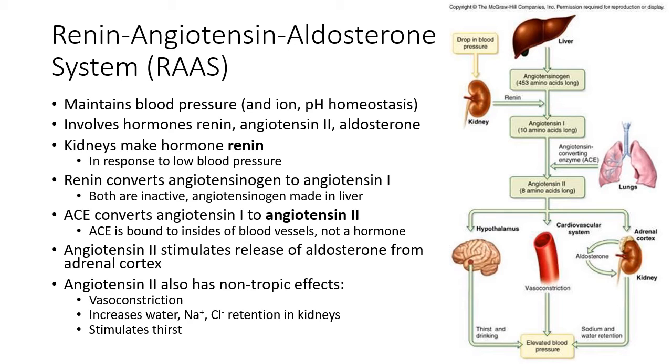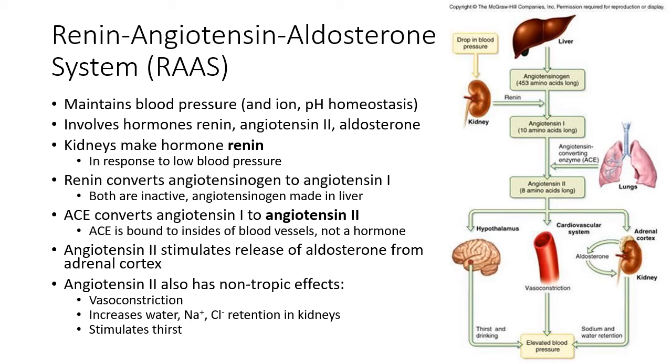Angiotensin 2 also has other effects, non-tropic effects. One of the main things it does is cause vasoconstriction, which is constriction of the smooth muscle lining the blood vessels so that they get smaller. When you have vasoconstriction, blood pressure is going to go up also.